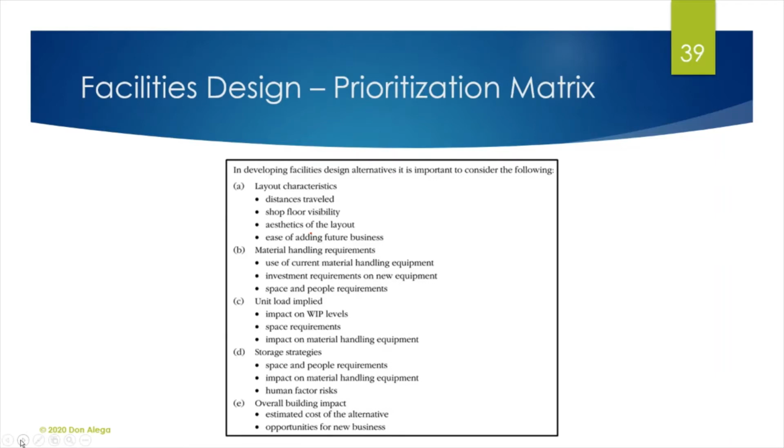Okay po. The next, prioritization matrix. It provides a way to sort a diverse set of items into an order of importance. Okay po. Ibig sabihin, we can sort the set of items according to their importance. So, ito yung prioritization matrix natin.